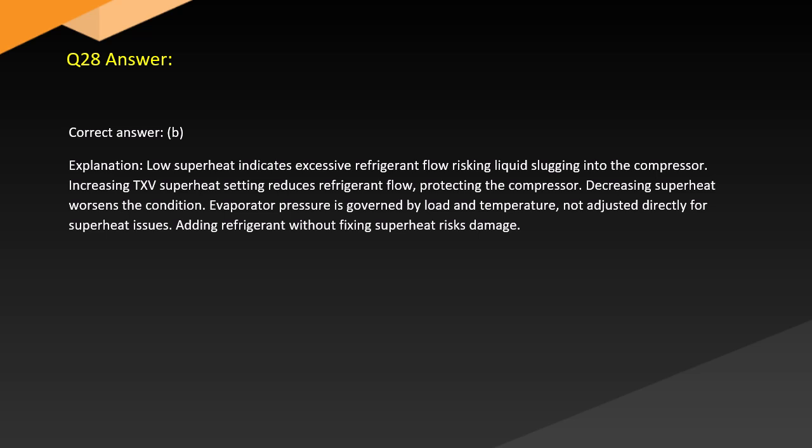Answer. Correct answer: B. Explanation. Low superheat indicates excessive refrigerant flow, risking liquid slugging into the compressor. Increasing the TXV superheat setting reduces refrigerant flow, protecting the compressor. Decreasing superheat worsens the condition. Evaporator pressure is governed by load and temperature, not adjusted directly for superheat issues. Adding refrigerant without fixing superheat risks damage.